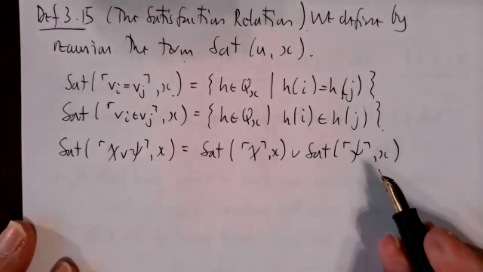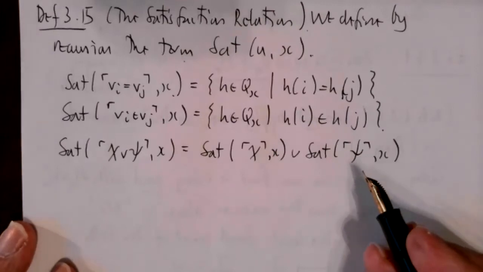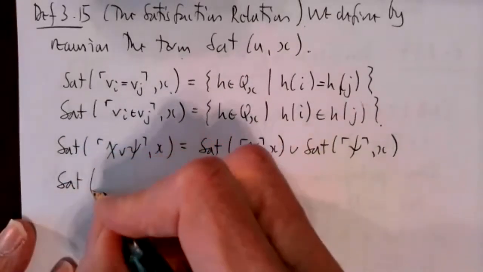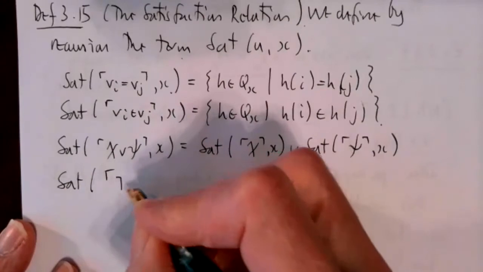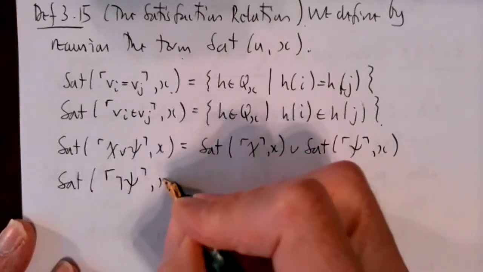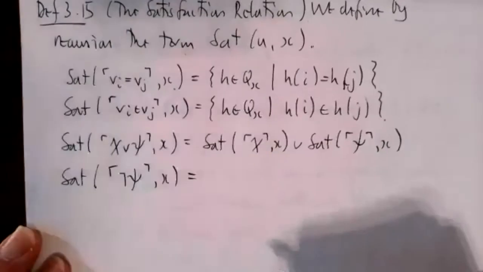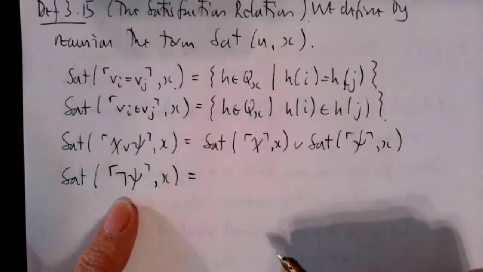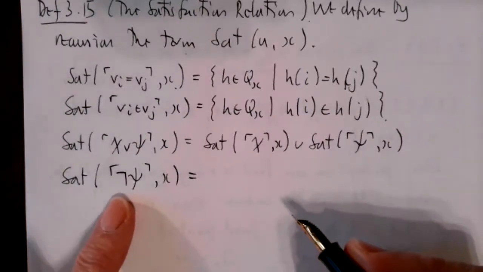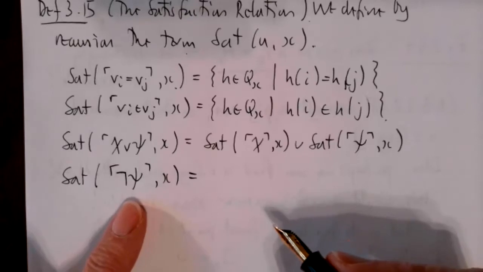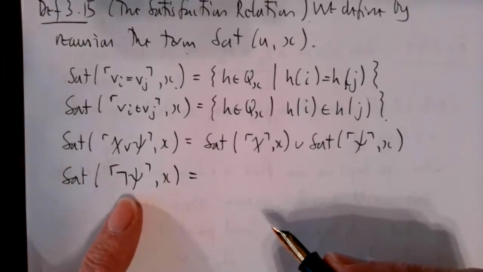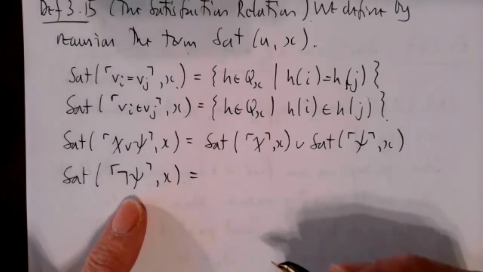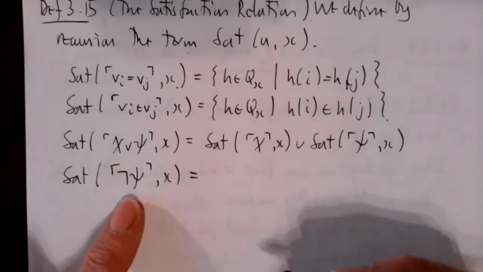Again, nothing strange about this, right? What is it going to be to make this negated formula true? Well, if the negated formula is true, the formula itself had better be false. So it better be that we don't take assignments that make psi come out true. We want assignments that make psi come out false.